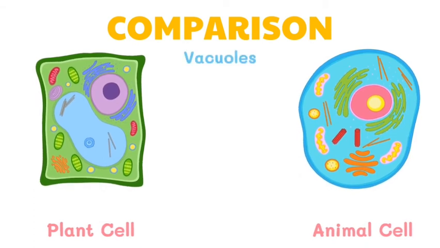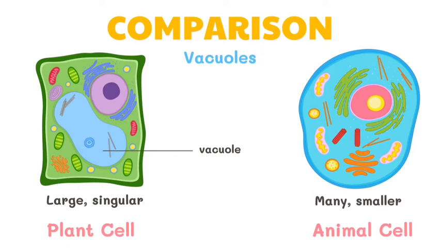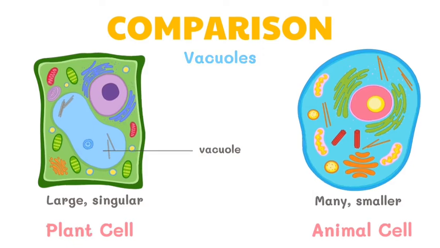Both plant and animal cells have vacuoles. A plant cell contains a larger single vacuole that is used for storing water and maintaining the shape of the cell. In contrast, animal cells have many smaller vacuoles. Not seen in this illustration are the vacuoles of the animal cell.